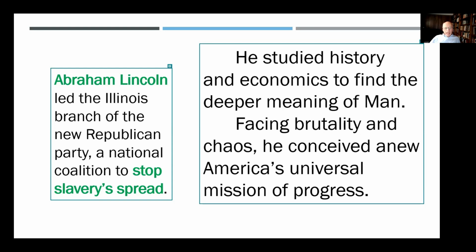Now, personally, he studied history and economics. He read Henry Carey and the people that he had studied earlier. And he read universal history and Shakespeare and literature deeply. And he put together in his mind, and began putting into his speeches, an entirely new conception of the founding of the United States and what was the mission of the country. Next slide.